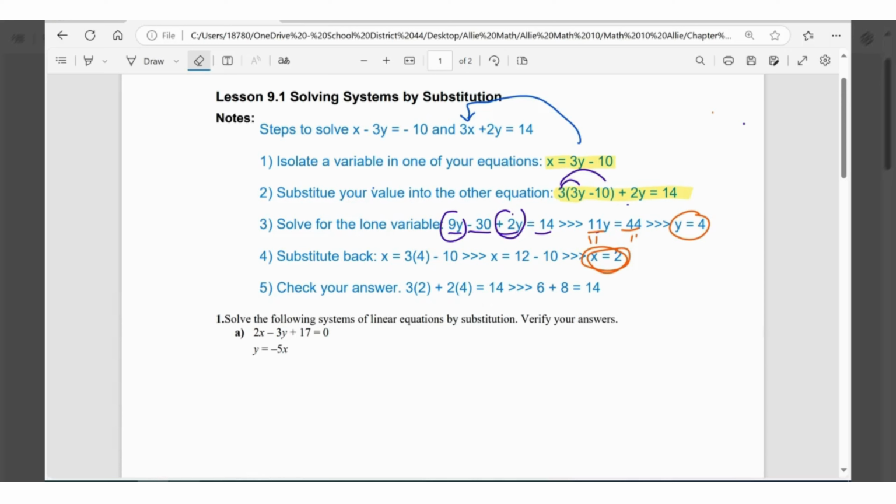And then our last bit is to check our answer. We have two equations, and it should be true in either of these equations that our values work. So I used this one right here at the top. 3 times 2, our value for x, plus 2 times 4, our value for y, should equal 14. And is it true that 6 plus 8 equals 14? Yes, it is true. So those are exactly the steps, and I'll show you some examples.